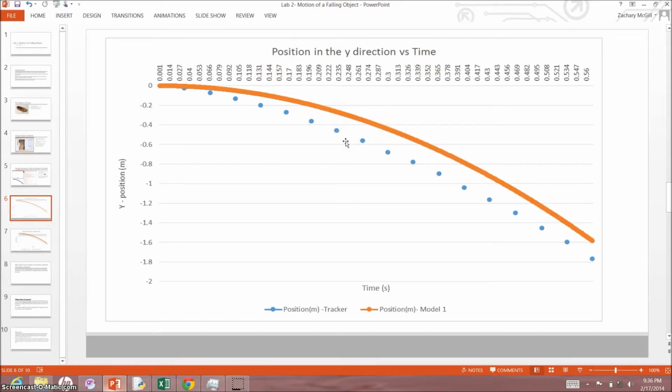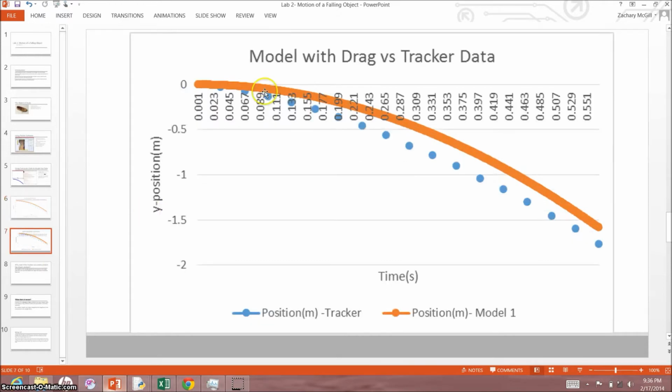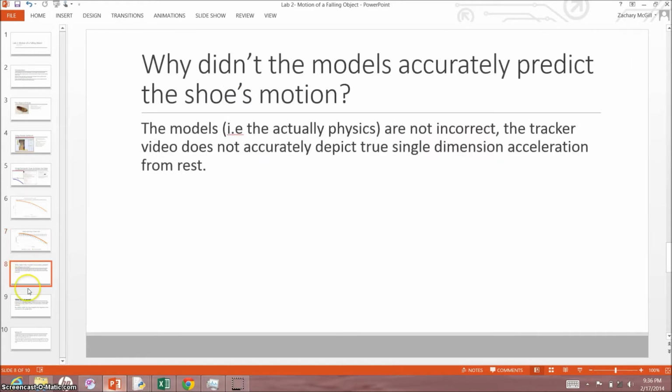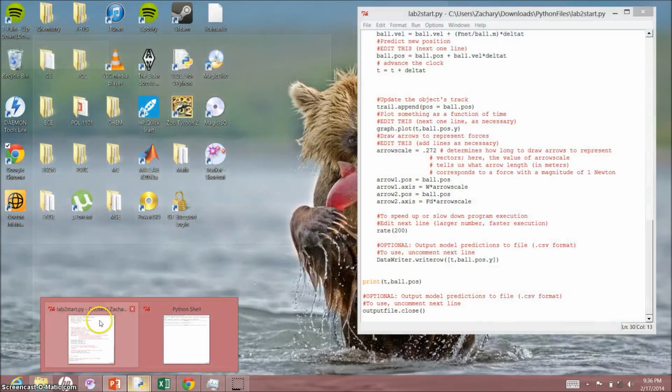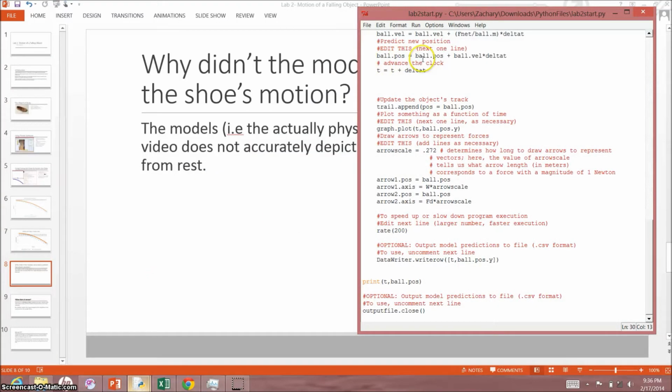We would expect this model to overpredict the distance that the shoe would travel, but in fact ours underpredicts the distance the shoe travels, and we're going to look in a slide or two at why this happens. It's not normal, and the same thing occurs in the model with drag against the tracker data. It's slightly more accurate, but we would expect these to be very similar, and if anything, we would expect the model to overpredict the distance traveled. We'll answer the question of why these models don't accurately predict the shoe's motion.